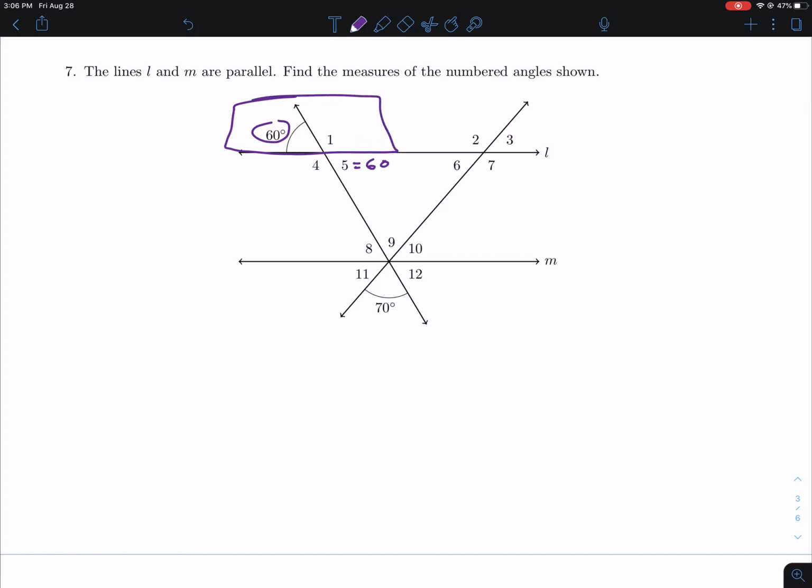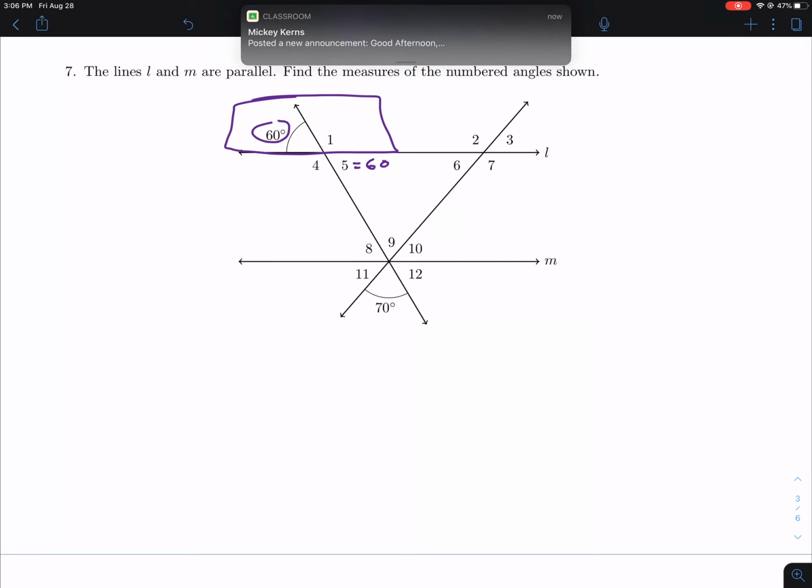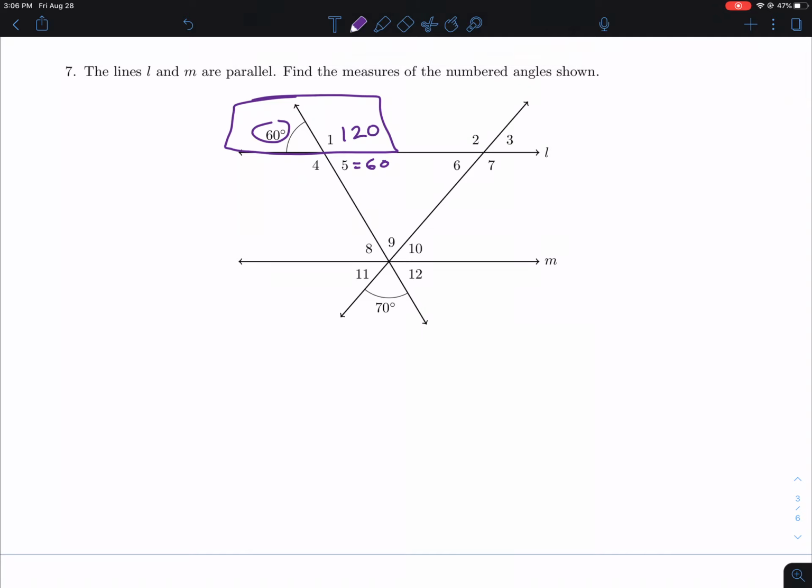angle 1 and the 60 are supplementary angles, which means they add up to 180 degrees. So since we know this guy is 60, 180 minus 60 would give us 120. So that tells us angle 1 would be 120. And then again, by the vertical angles theorem, that tells us angle 4 must also be 120. So just by knowing that one thing, we were able to answer that whole corner up there.